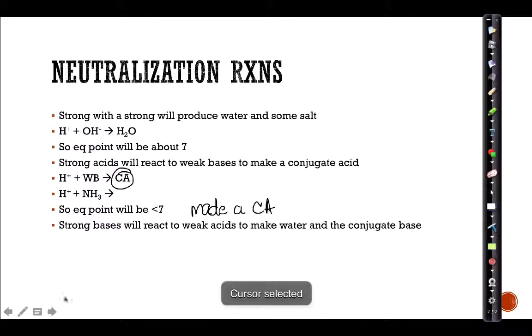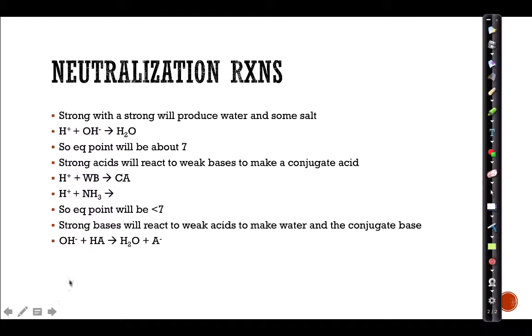All right, so now if you do a strong base with a weak acid, you're going to make water and a conjugate base. So this is your basic reaction here. Strong base is going to make hydroxide when it dissolves, and your weak acid reacts with that hydroxide and gives up the H plus to make water and then some conjugate base.